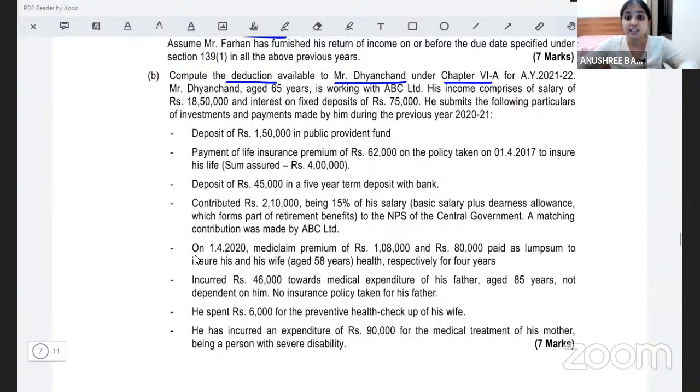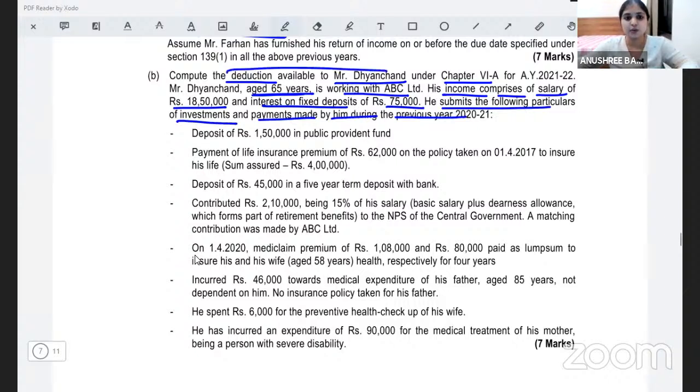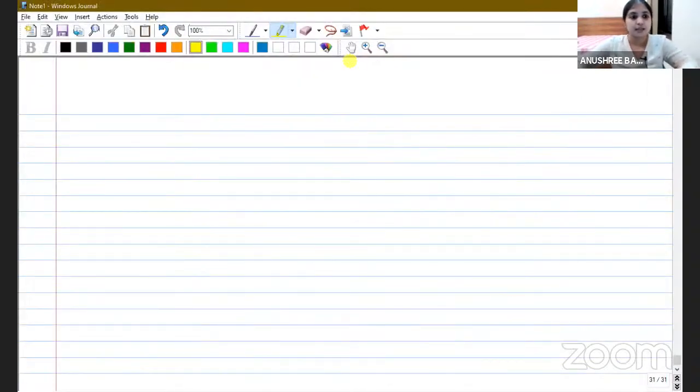Mr. Dhyan Chand, aged 65 years. Notice he is a senior citizen. He is working with ABC Limited. His income comprises salary of 18,50,000 and FD interest of 75,000. He submits the following particulars of investments and payments made by him during 2021. They are just asking us to find what his deduction is. They are not asking us to compute his income and all. They are just asking us to find his Chapter 6A deduction.